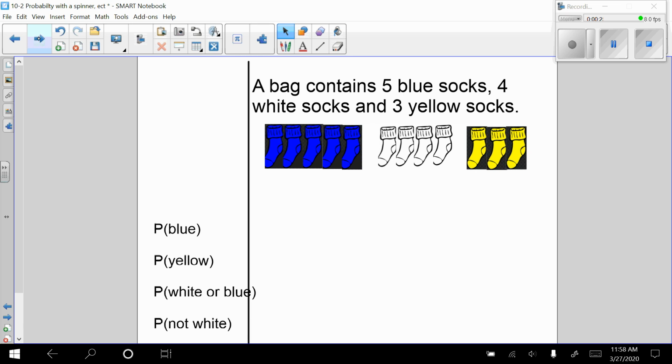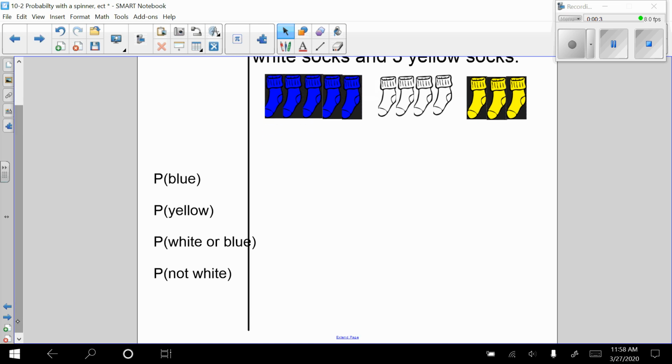Now, when you want to find probability, you're going to get a question like above. See at the left how it says P, the big P, and then in parentheses it says blue, yellow, white or blue, not white. That is how you normally see probability questions written. They don't normally spell out the word probability. They'll use that big P.